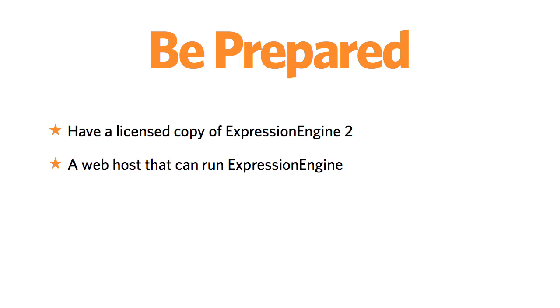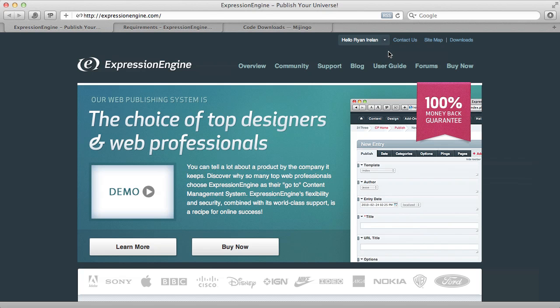For this installation, I'm going to make two assumptions. The first is that you already have a copy of Expression Engine 2, and that if you don't have a licensed copy, you can go ahead and purchase it from ExpressionEngine.com. Now, if you do already have one but need to download it, you can log in at ExpressionEngine.com, go to your name and hover over it, and then choose My Purchases.